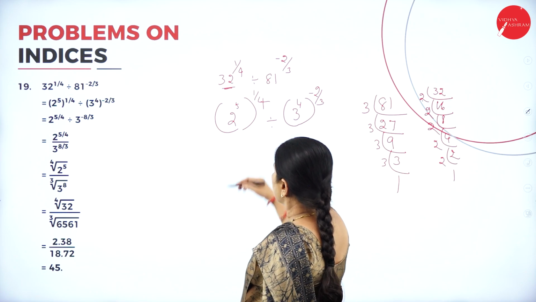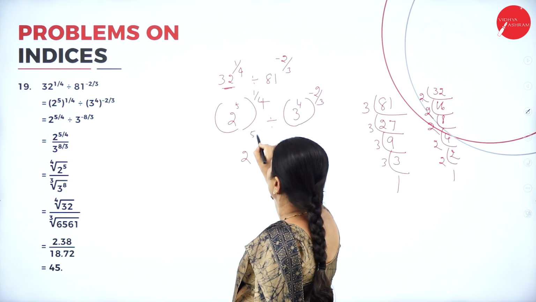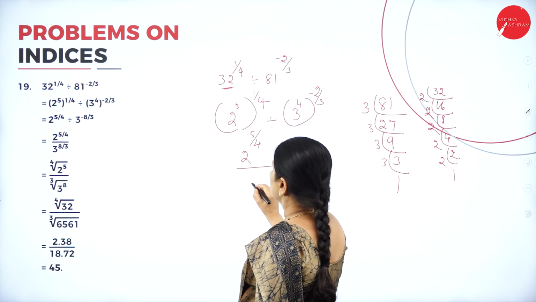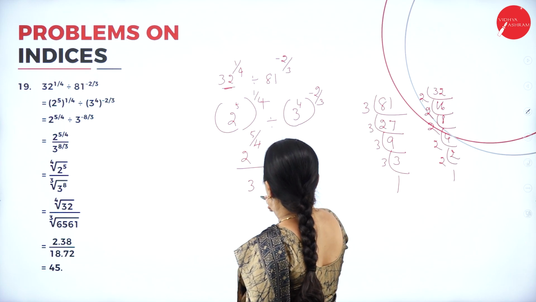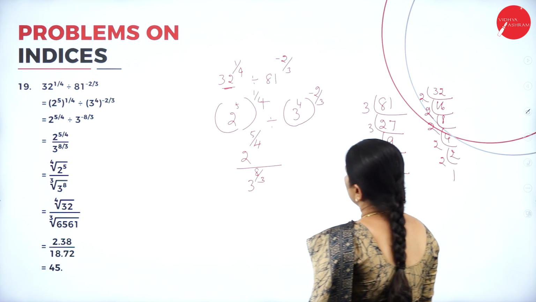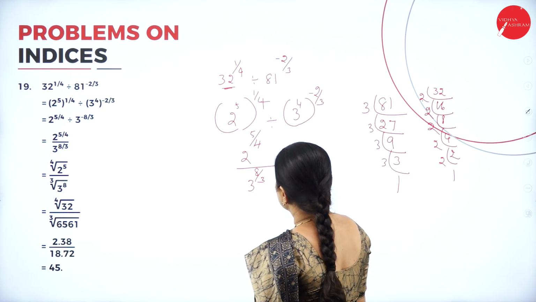Now in the next step, again I will simplify it. So it will be 2 to the power of 5 by 4 divided by 3 to the power of 4 to the 8 by 3. So divided by 4 to the 8, 8 by 3. Now, what will be the answer here?